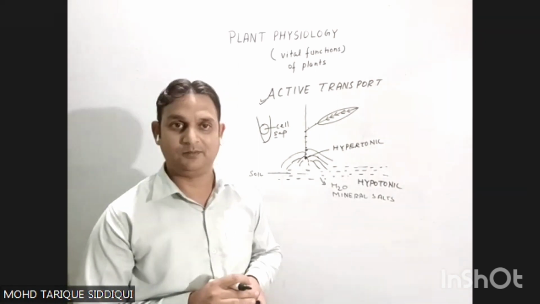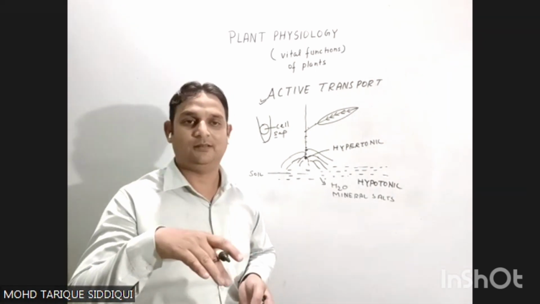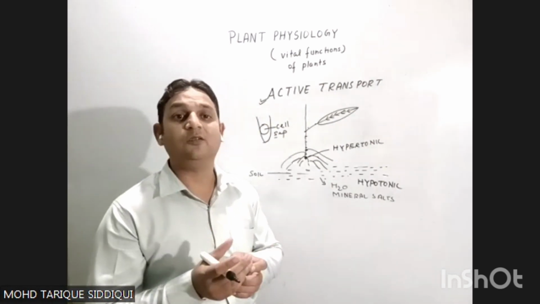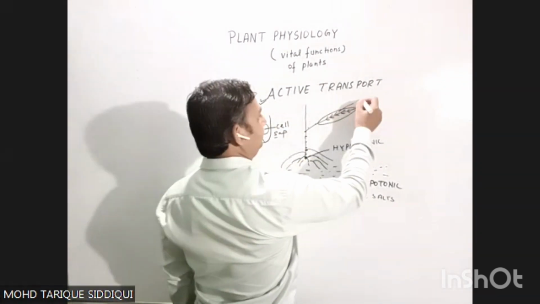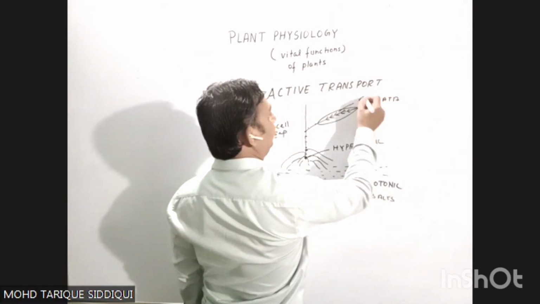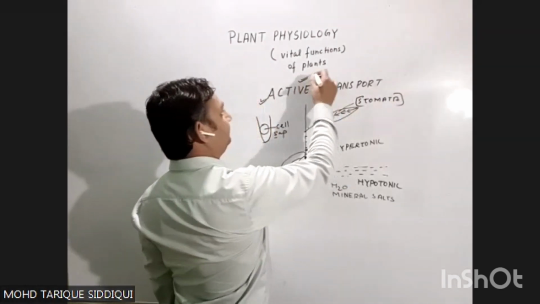on the surface of the leaf, more on the lower surface, less on the upper surface, that we call stomata. You have to understand this phenomenon. This is very important. Active transport.